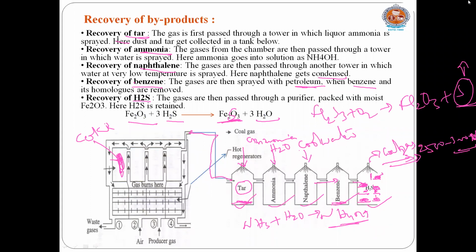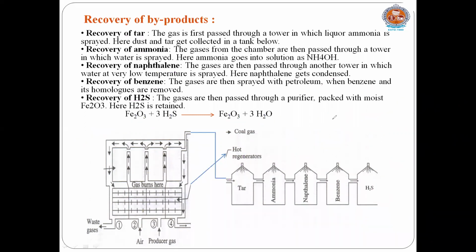This is about the manufacturing of metallurgical coke by Otto-Hoffman's byproduct oven process. Okay, it is also important from an examination point of view.